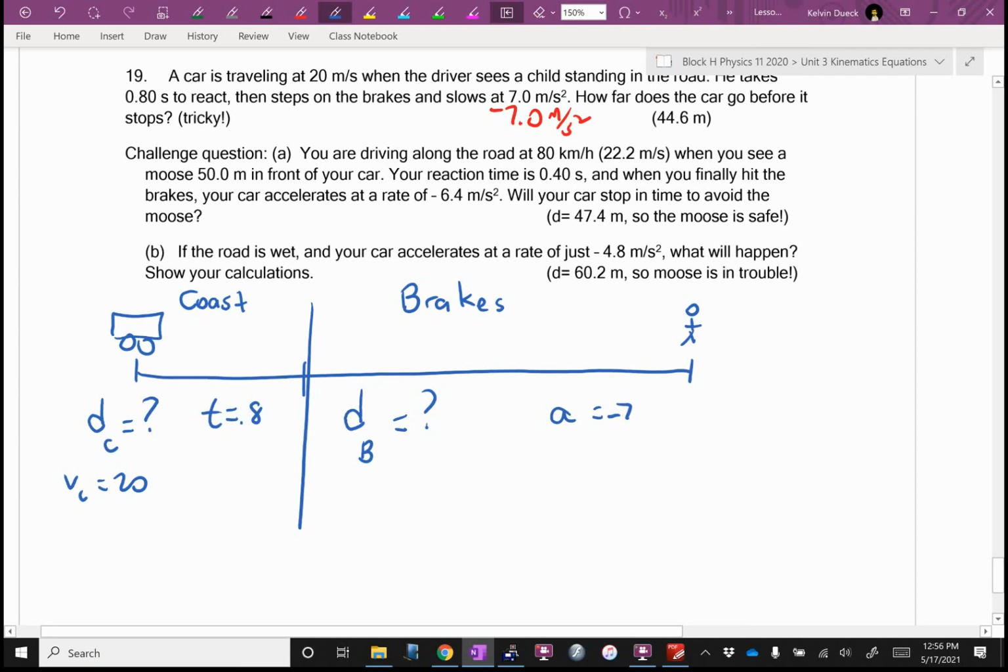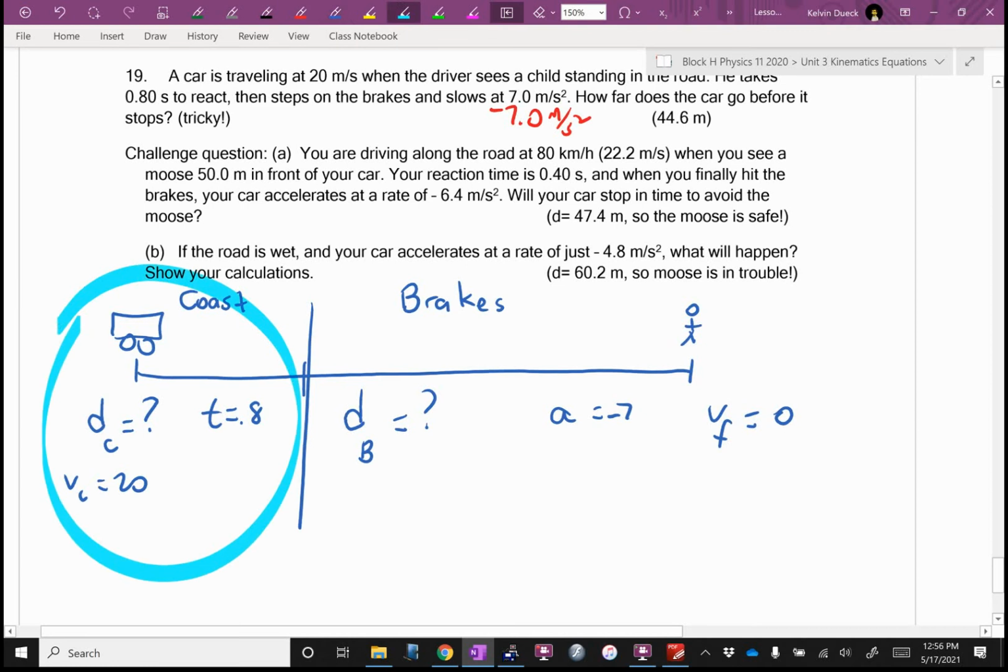And as I was doing this, I was checking the units and I noticed they were all good. Before stopping, I know VF is 0. Problem, I only know 2 things. I need 3 things to find the fourth. I only know 2 things. And here's where I'm going to get a little bit clever.